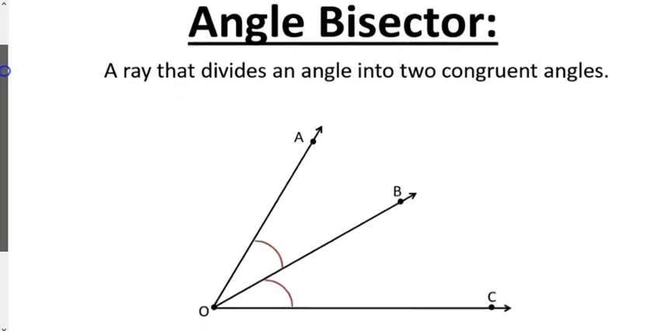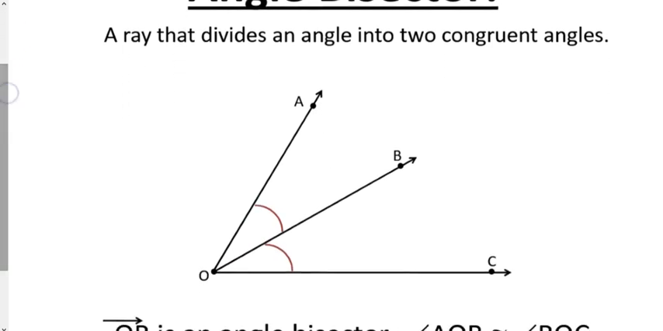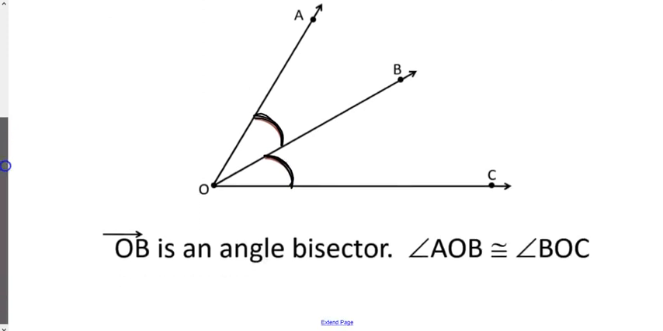All right, angle bisectors. Same concept. It's a ray that cuts the angle into two equal, congruent, very important word, angles. Hence the arc marks, not hash marks. We know that those two pieces are equal. AOB and BOC are congruent.